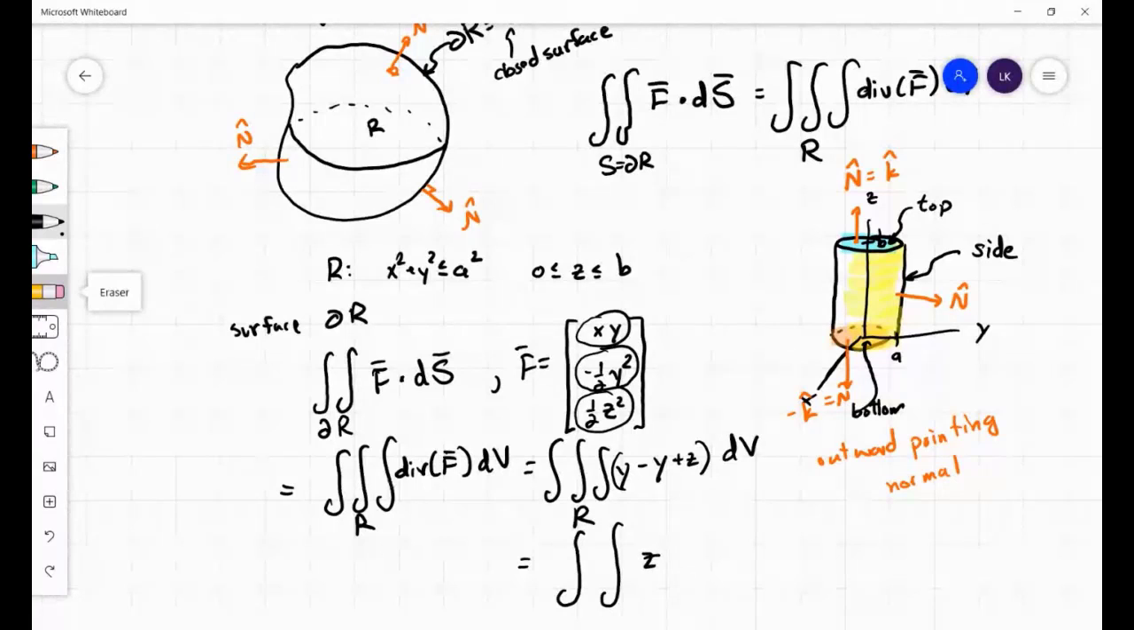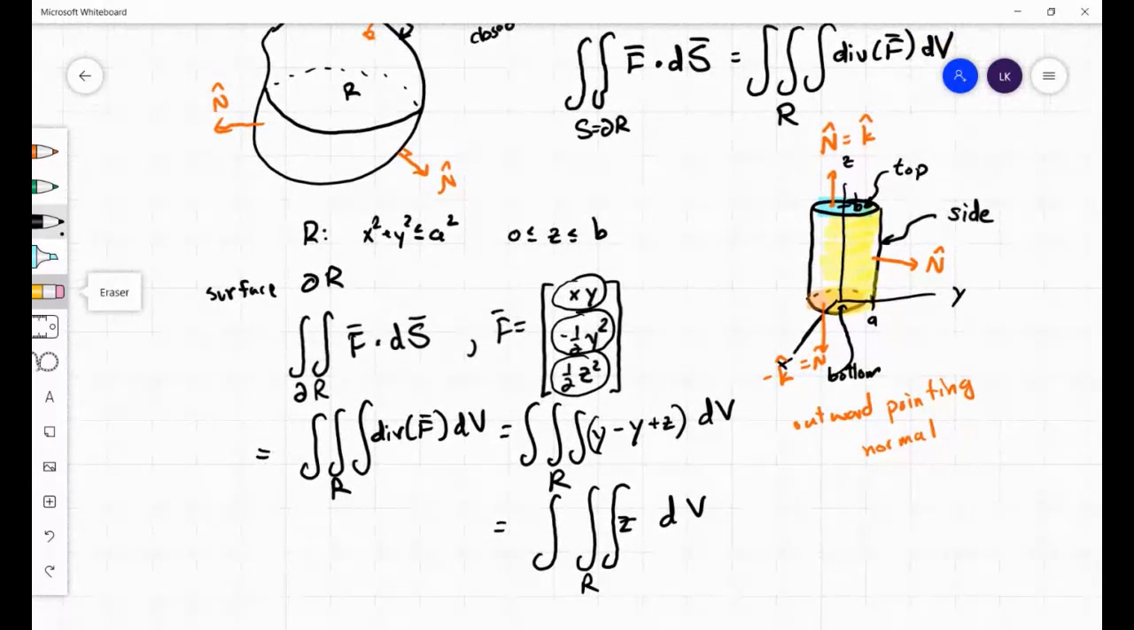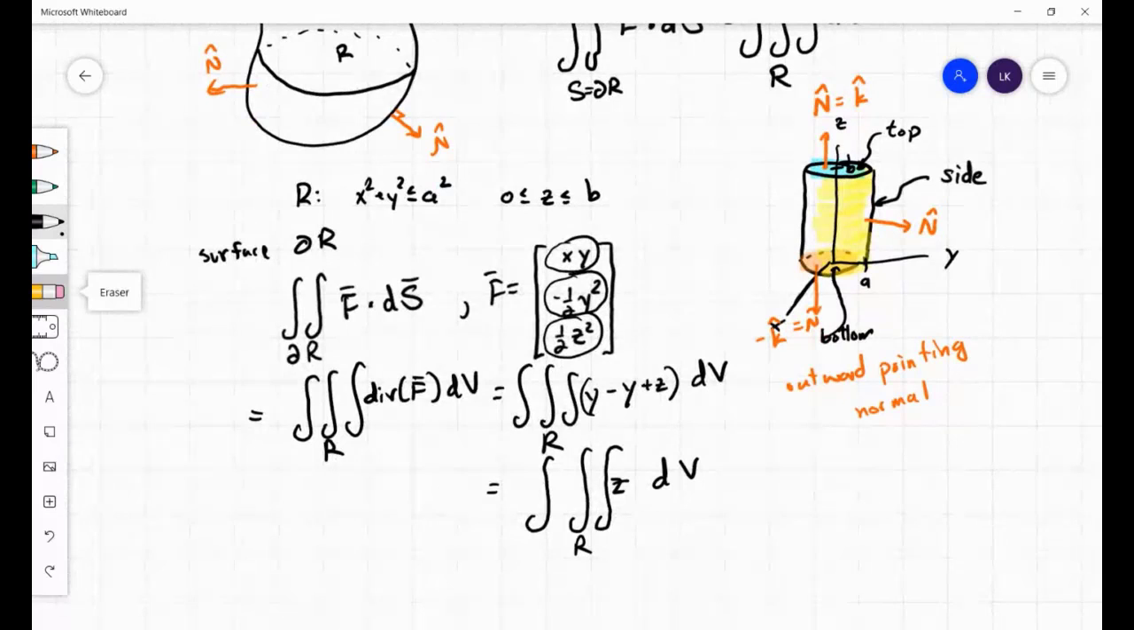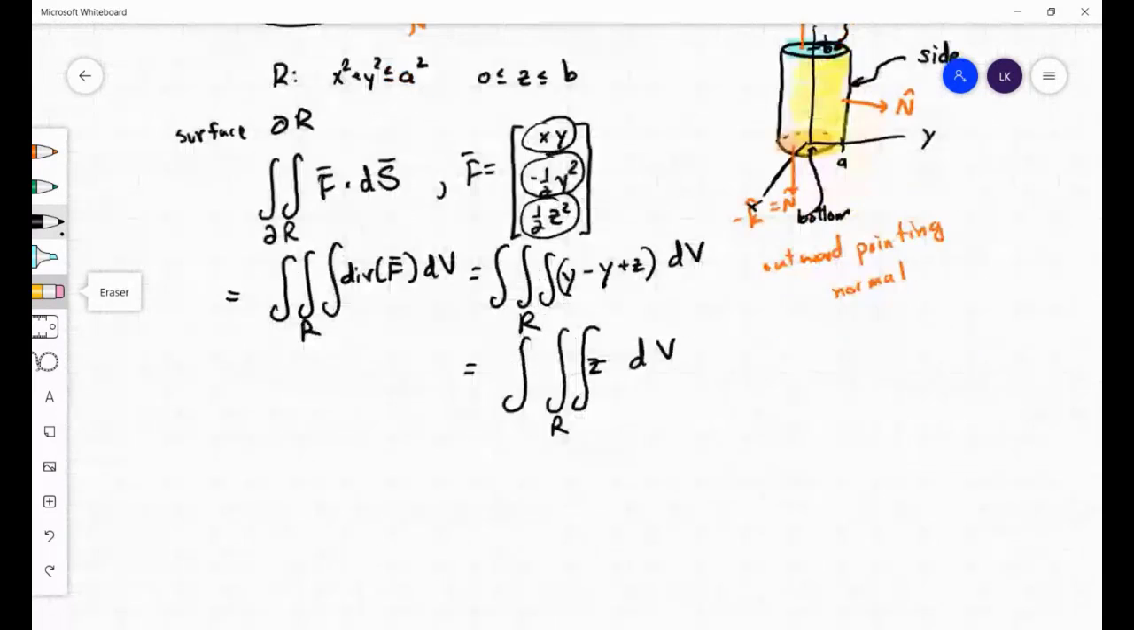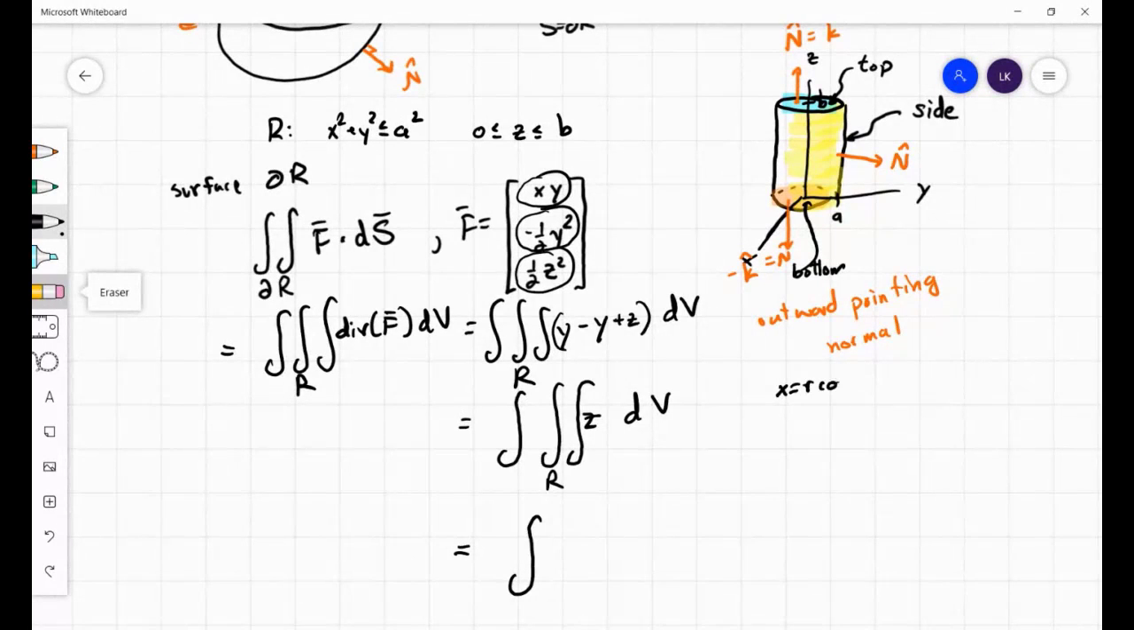Of course, the y's cancel. And what coordinate system would we use to integrate over the cylinder? Well, cylindrical, of course. So we would say, okay, let's use cylindrical. Let's say z equals t or something. So here z would become t.